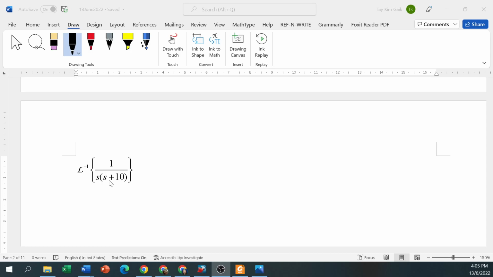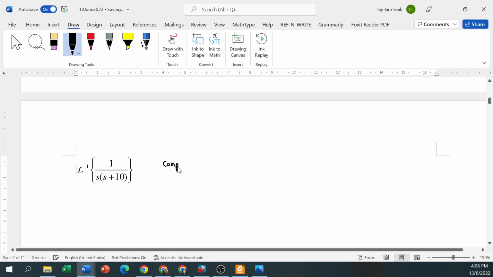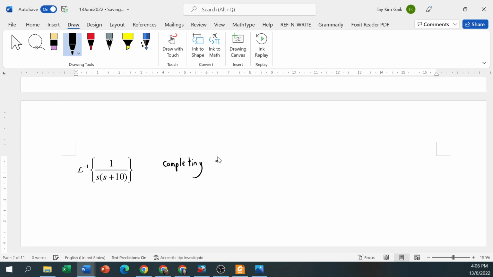Okay, first of all, we are going to solve the inverse Laplace of 1 over s squared plus 10s using completing the square. So you've got 1 over s squared plus 10s. The linear term is plus 10s, so divide by 2, so it's s plus 5, and then you close the bracket.